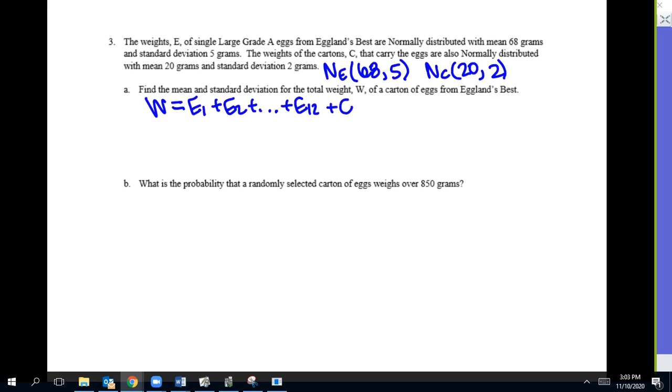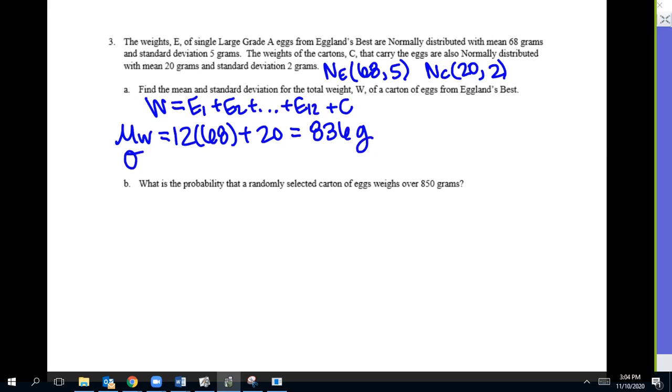This is a sum problem because I'm combining 12 different eggs together. I'm not taking one egg and multiplying it by 12. I'm taking 12 eggs and adding their weights together plus the carton. So it's important that I write it like this. And so mu of W, it will work out that I can do 12 times 68 plus 20. But remember, when I actually were to take 12 eggs, I would be taking 12 different eggs and adding all of their different weights together. They don't all weigh 68. We just can use that as an average. And I get 836.